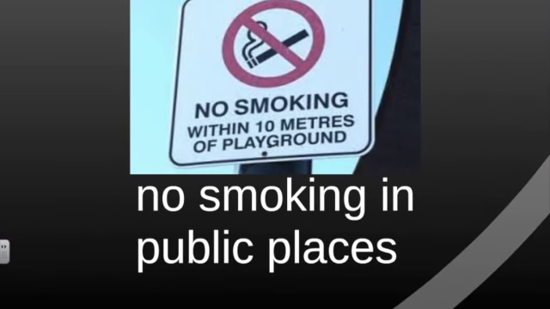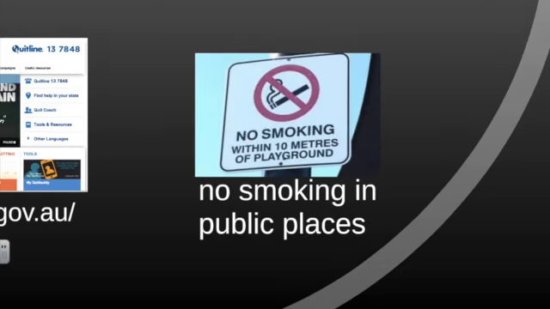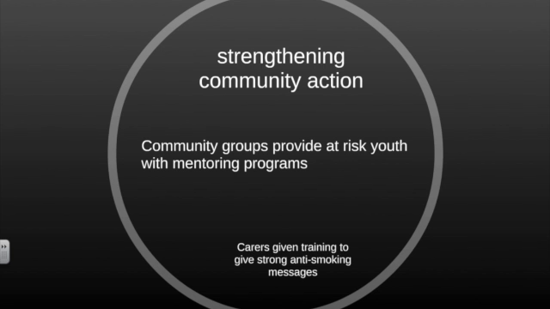Another way it's done is through no smoking in public places. That's a supportive environment, because one of the things smokers find difficult is being in public around other people smoking. So when these laws are in place, when these supportive environments about not allowing smoking in public places exist, this assists smokers greatly.